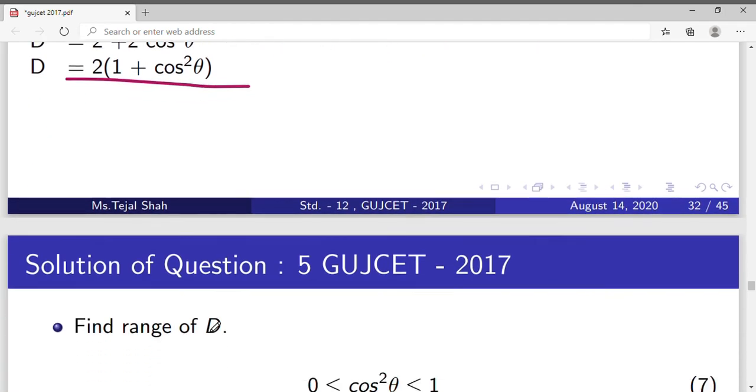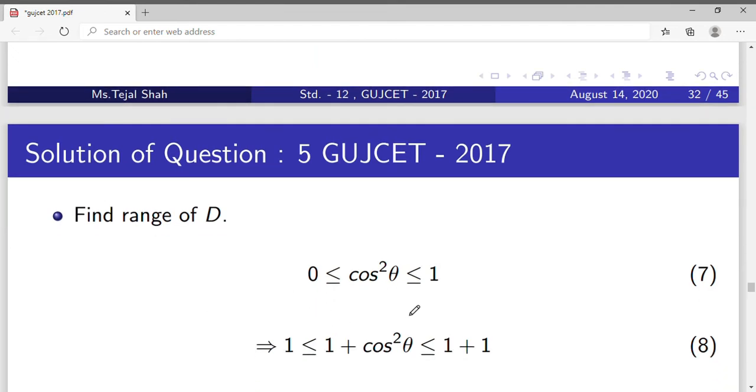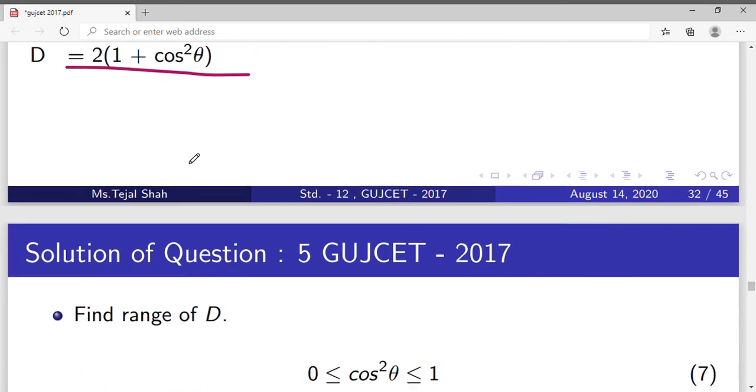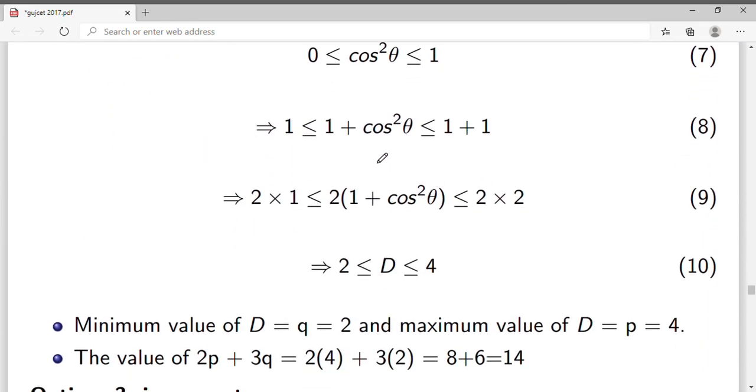Okay. So what is the range of cos square theta? Cos square theta, then minus 1 becomes plus 1. Okay, so the range of cos square theta is 0 to 1. So 0 less than or equal to cos square theta less than or equal to 1. Now here we have to set these terms. First of all, with cos square theta add plus 1 and then multiply by 2. So do it one by one. First, cos square theta we have, add 1 on both sides. So we get 1 less than or equal to 1 plus cos square theta less than or equal to 1 plus 1. After that do the multiplication by 2.